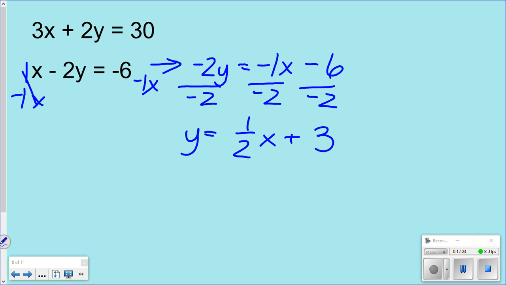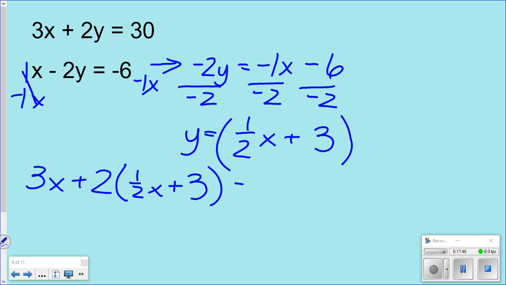Now, what am I going to do with this? Do you remember? I'm going to take it and put it where? In for y up here, because this is the one I changed. I'm going to put it into this one. So it'll be 3x plus 2 parentheses, and I put it in for y right here: half x plus 3, equals 30. So if you want, I'll draw some arrows. I'm going to put it in up here. Pretend that's an arrow.